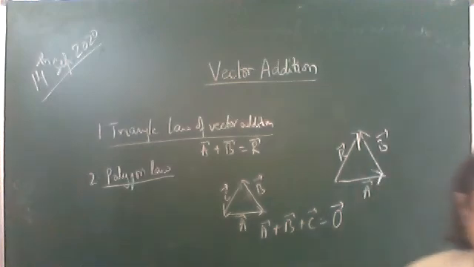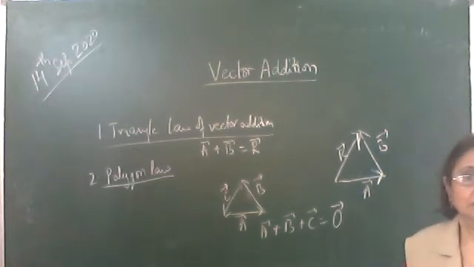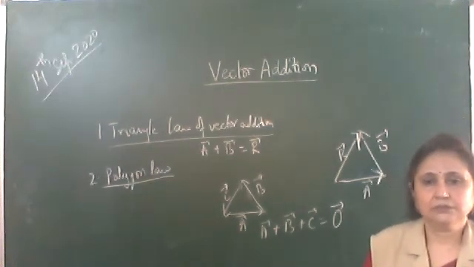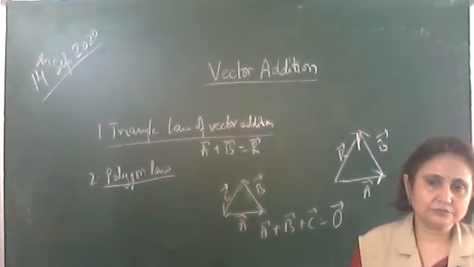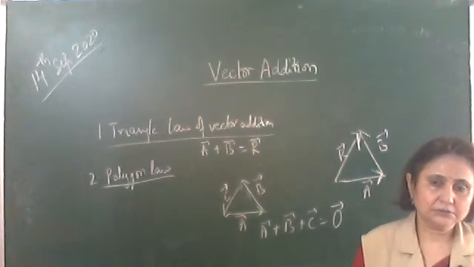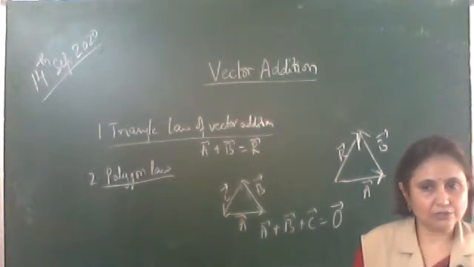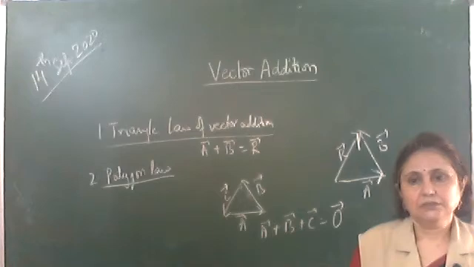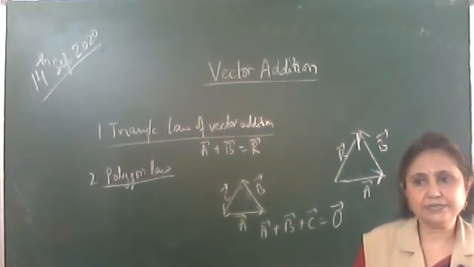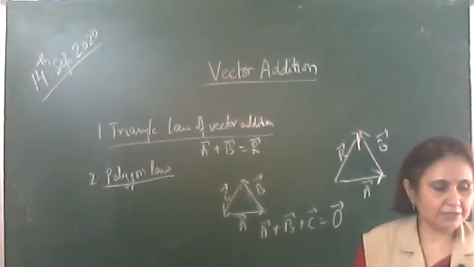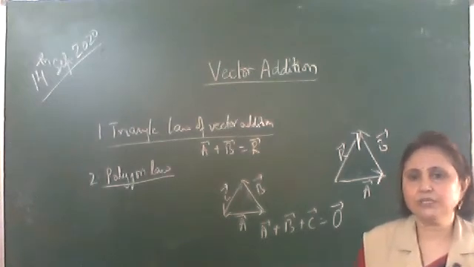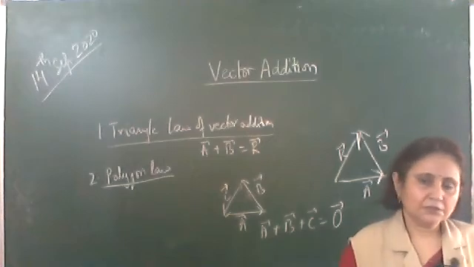Okay, first write down: if a number of vectors can be represented by the sides of a polygon, taken in the same order, then their resultant is given by the closing side of the polygon, taken in opposite order.